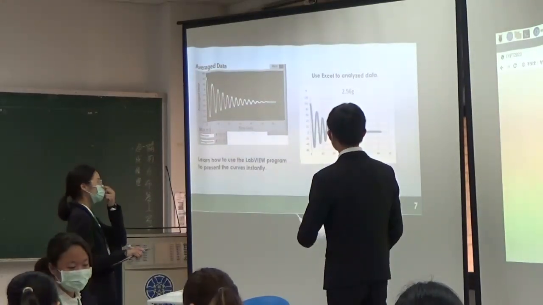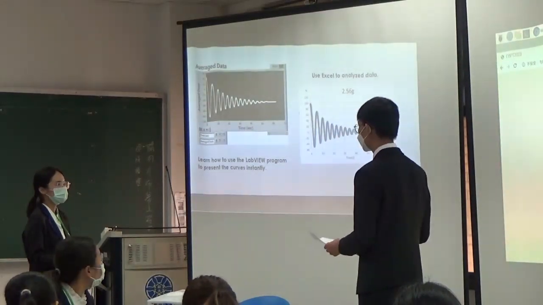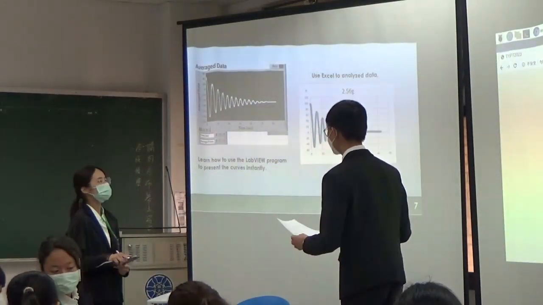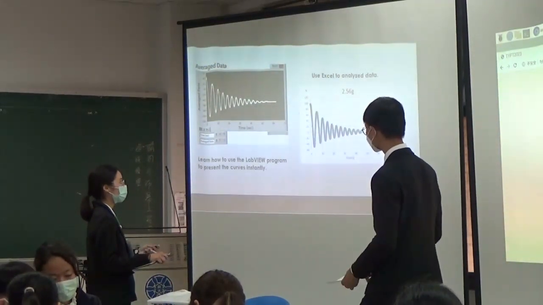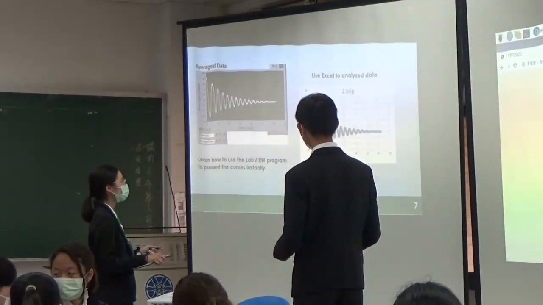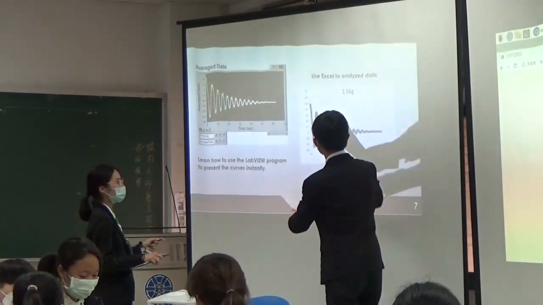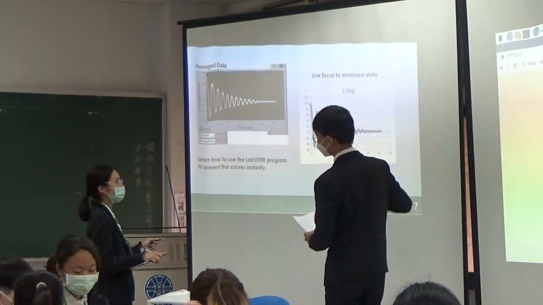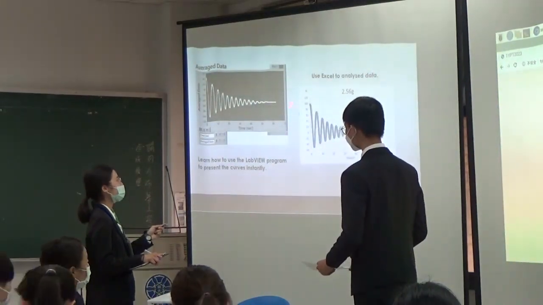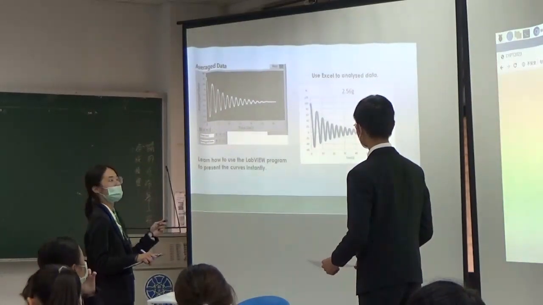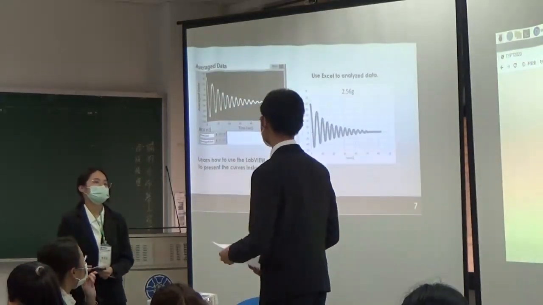In this data, we can see the force decays over time. Could you explain why the force decays over time? Because in this data, you can see the force goes from 10 Newton to 0 Newton. Because the amplitude will decline, so this force will almost get to 0. Okay.